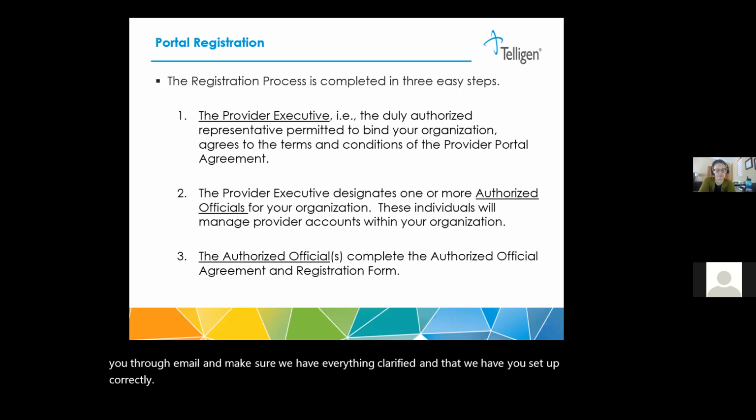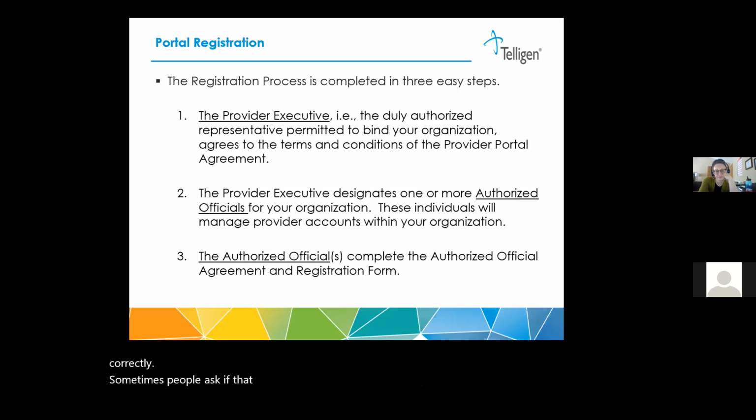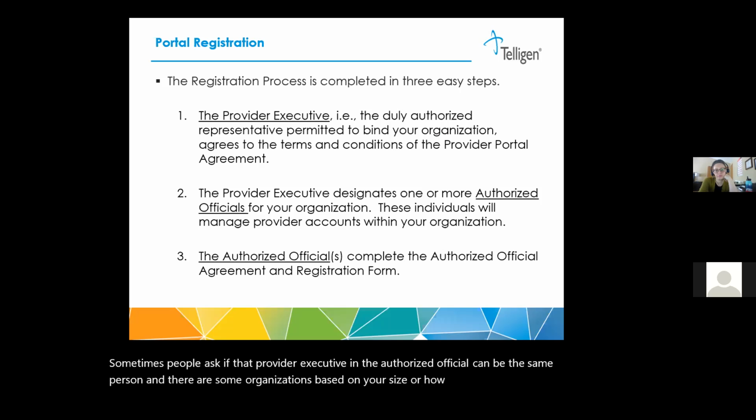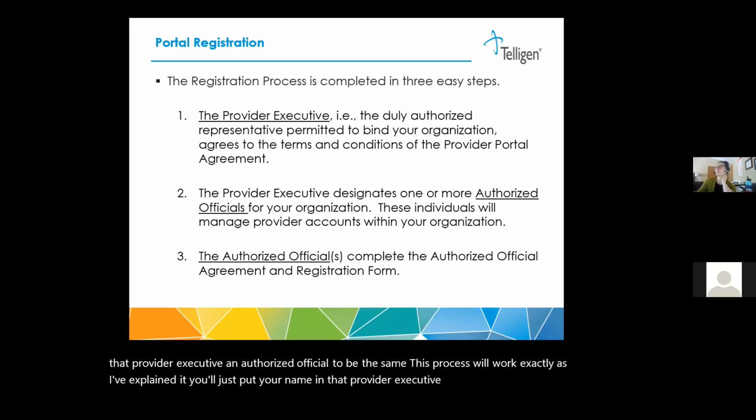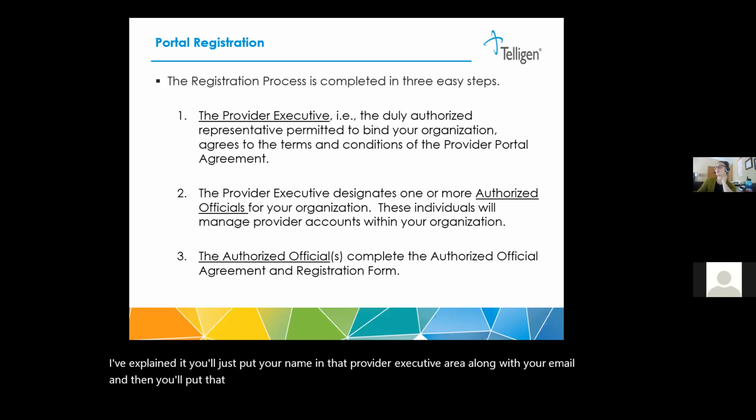Sometimes people ask if that provider executive and the authorized official can be the same person. And there are some organizations, based on your size or how you're set up, that do want that provider executive and the authorized official to be the same. This process will work exactly as I've explained it. You'll just put your name in that provider executive area along with your email, and then you'll put that same information down below in the authorized official section and click begin signing. You'll then get the email and can fill out the rest of that authorized official information.